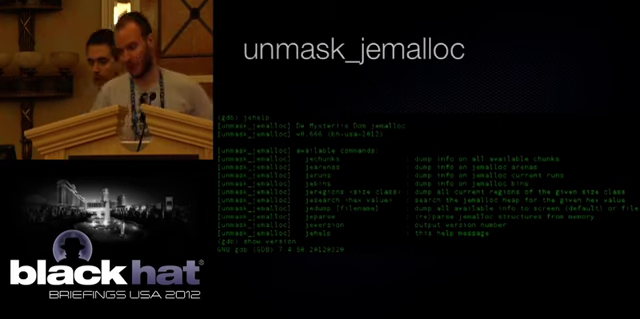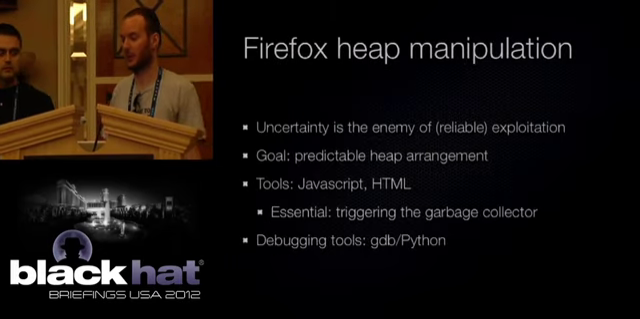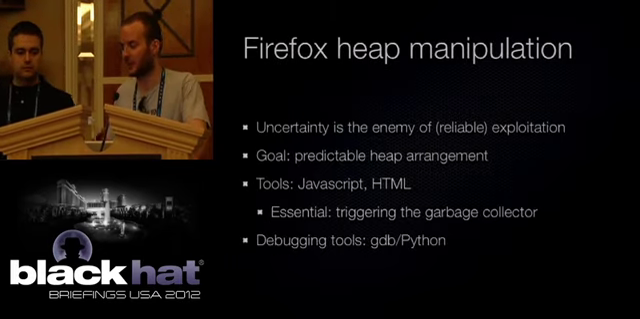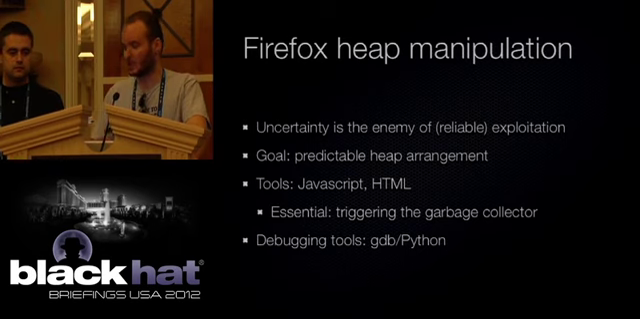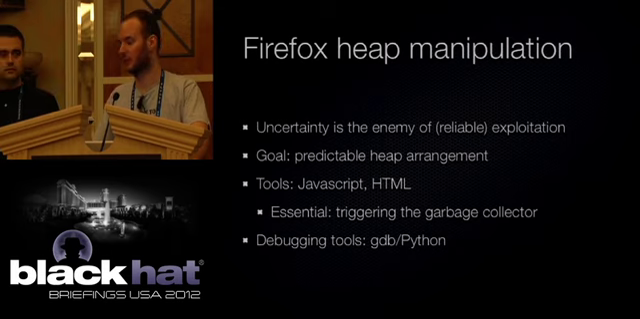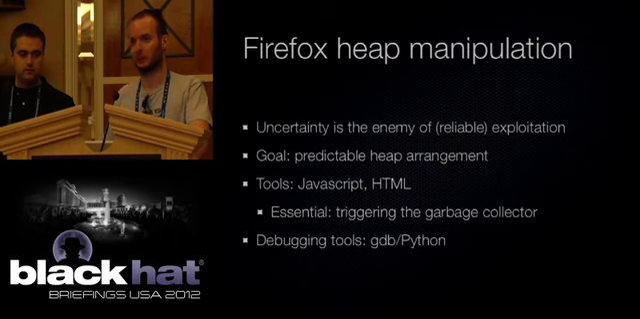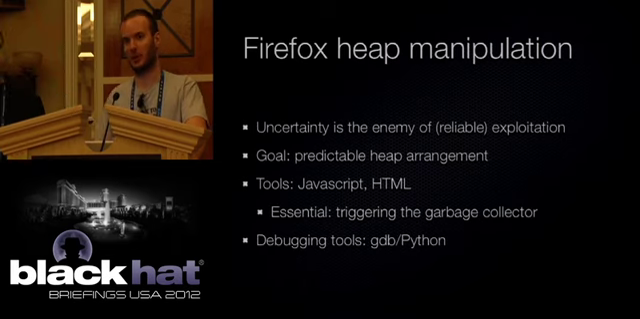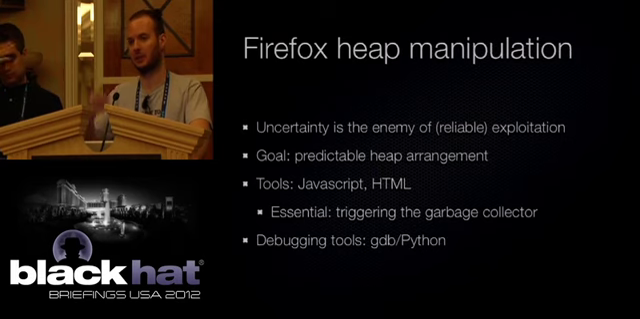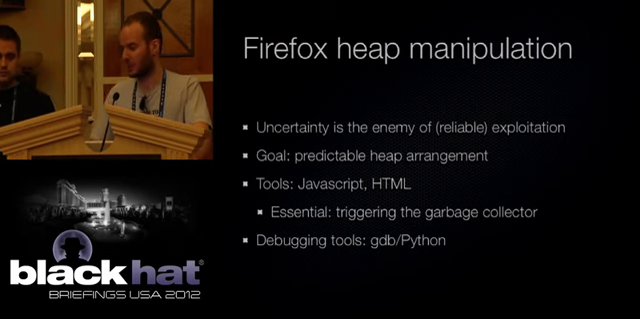So when exploiting Firefox, we need to somehow create a predictable arrangement in the heap. But unfortunately, uncertainty is the enemy of all attackers. In order to create this predictable arrangement, we use JavaScript and HTML. Of course, you can use any tool you like, for example, BMP files, PNG files, SVG, or anything. It's very important that during heap spraying we trigger the garbage collector so that the memory regions that we free using JavaScript are actually physically freed from the heap. The debugging tools we used during the development were very simple tools, GDB and Python mostly. So now let's move on to a demo.